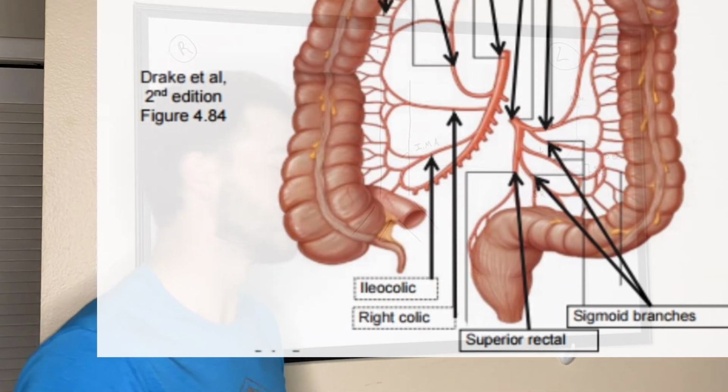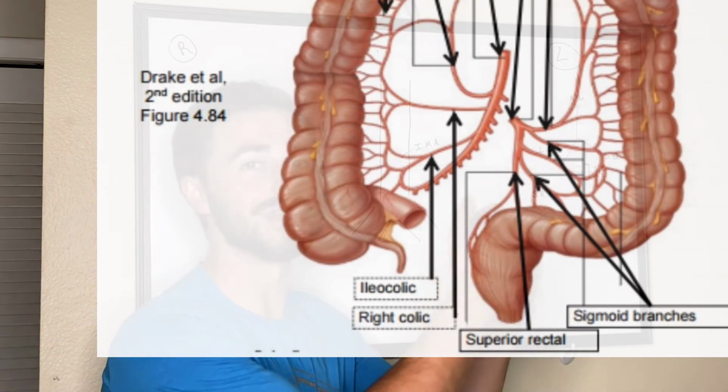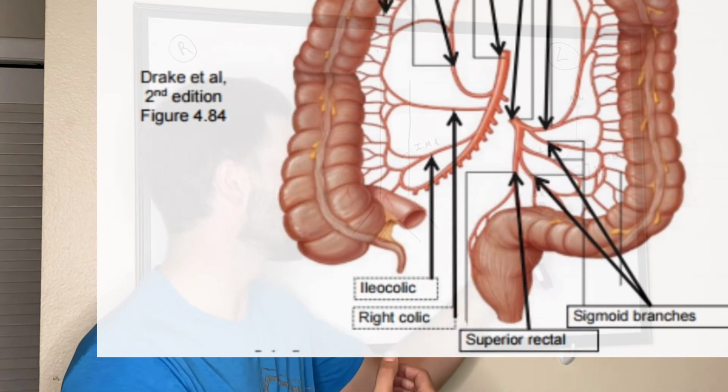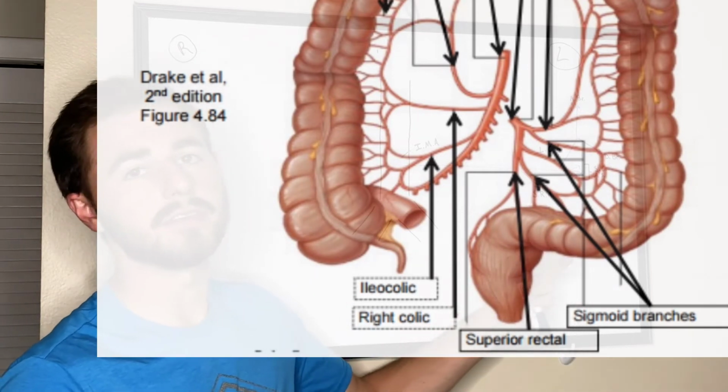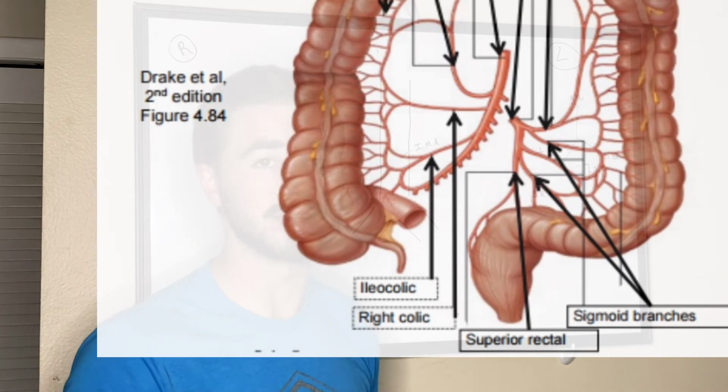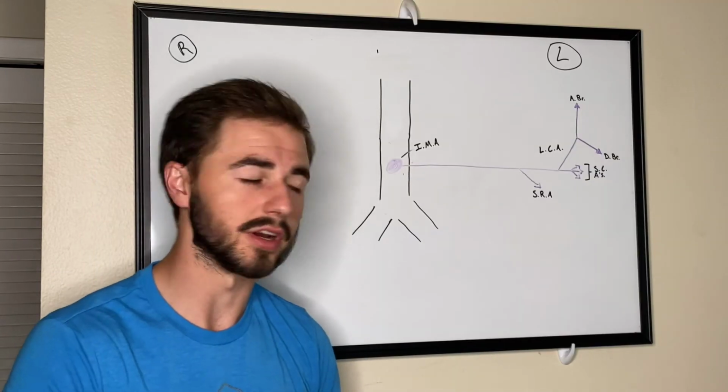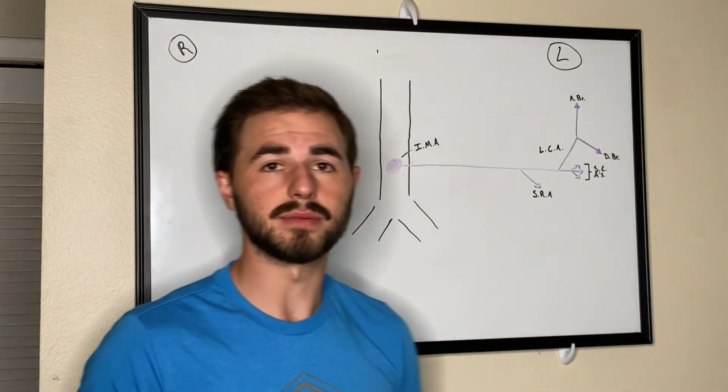And then once you get past the sigmoid colon, you work your way into, as you're coming from in to out, the rectum. So you're going to have the superior rectal artery. And then you have on the very outside your anus or anal canal or anal sphincter. All right, so that pretty much wraps up the IMA.